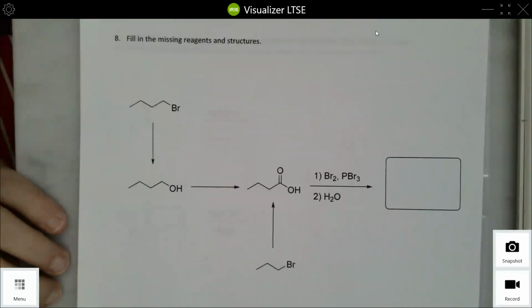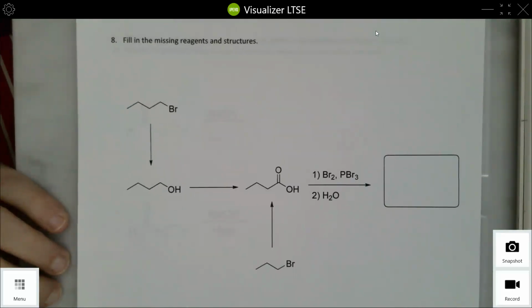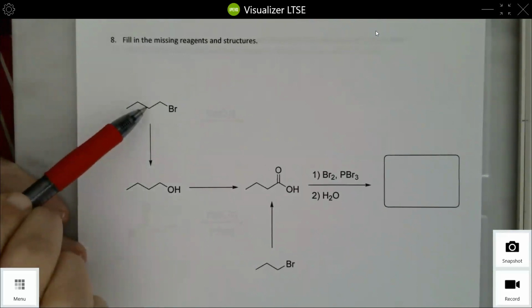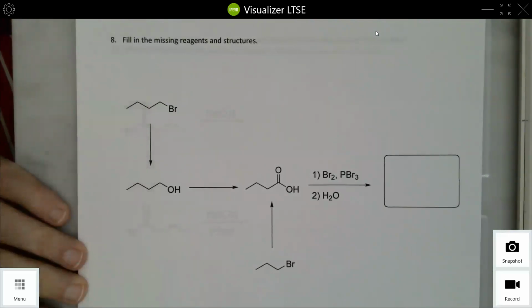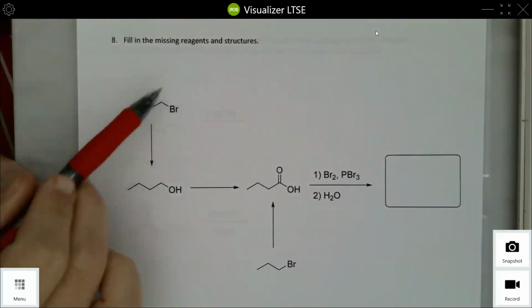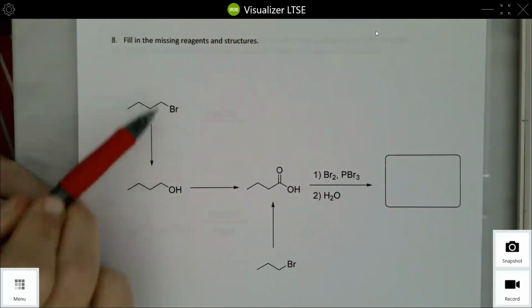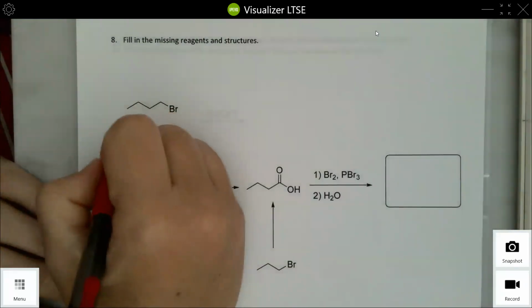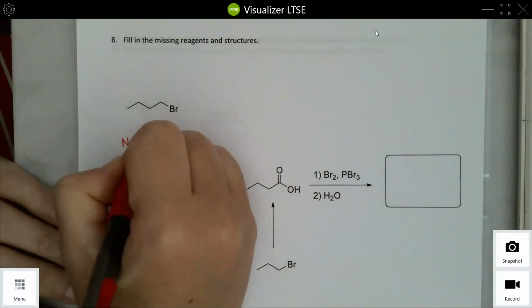Fill in the missing reagents and structures here. So we have the conversion of an alkyl bromide to an alcohol, right? This is primary, so it's going to undergo an SN2 substitution reaction. So we're going to use a strong nucleophile. So we're going to use sodium hydroxide.